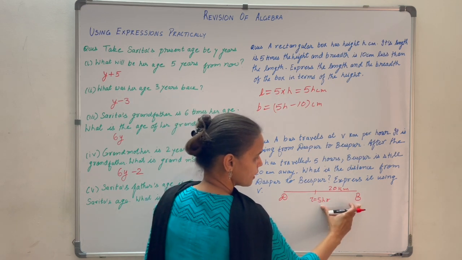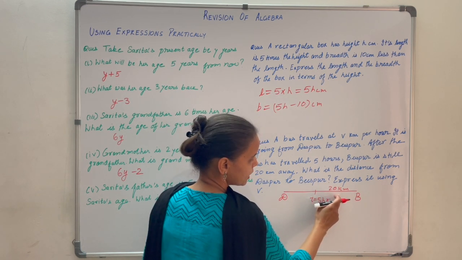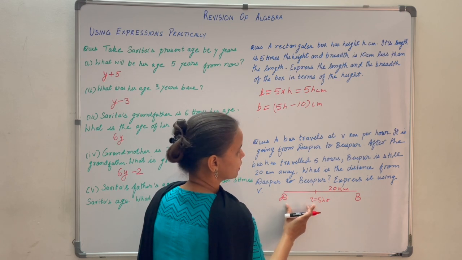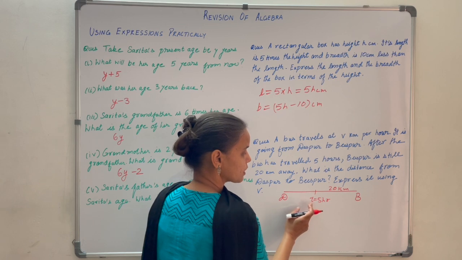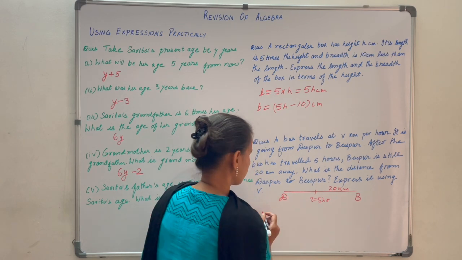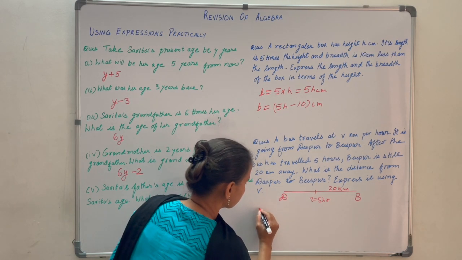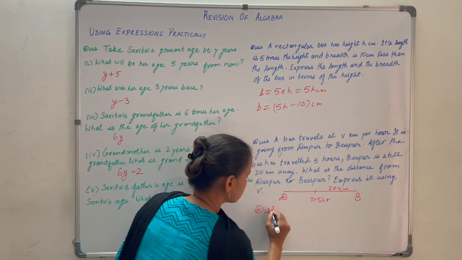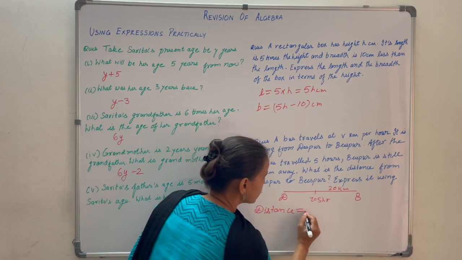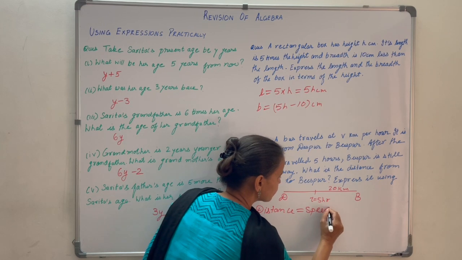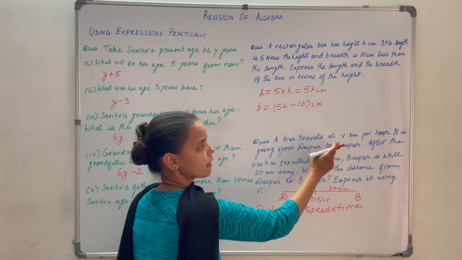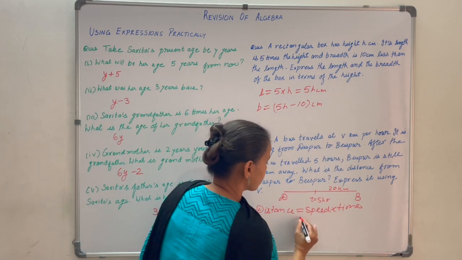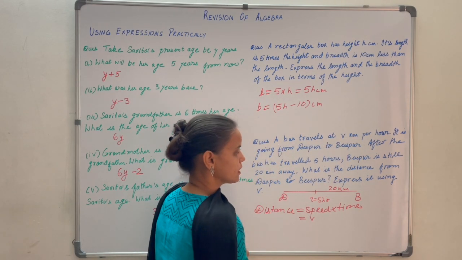So from here till here the distance is known to you, that is 20 kilometers. You need to find out the distance from here to here, that is how much distance the bus has traveled in 5 hours. So there is a formula to calculate the distance. The distance formula is speed into time. And how much is the speed? It travels at V kilometers per hour. So your speed is V.